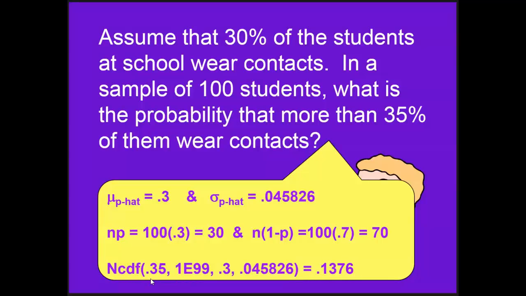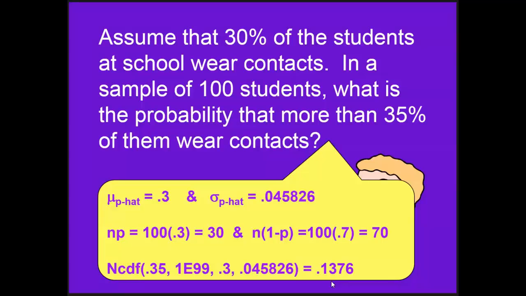So when we do norm CDF, I want the probability that's more than 35%. So we're looking at the upper part of the normal curve. That's 0.35 out to infinity, which is this number here that we're using for infinity. The probability of success is 0.3. That's the standard deviation we calculated. And so the likelihood of this happening would be about 13 to 14% of the time.